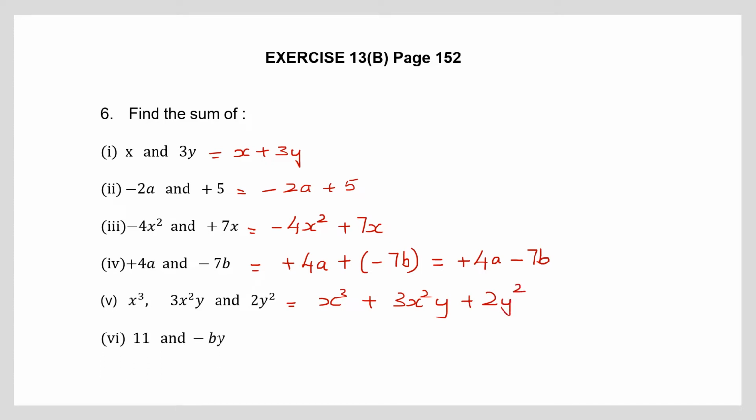Sixth one, 11 and minus by. So that's going to be 11 plus minus by. We need to remove brackets. So 11 we write as it is. Now when you see plus before a bracket, the sign of the integer inside the brackets will remain the same. Minus by.